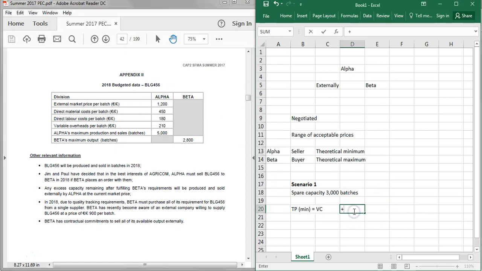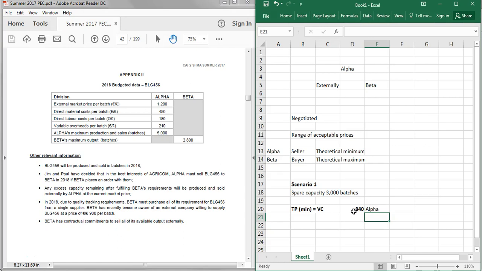450 plus 180 plus 210. So 840. So the minimum price for Alpha is 840. And why is it the minimum? Because it's the price they'd be no worse off at. They were never going to use this capacity anyway, the 3,000 batches.